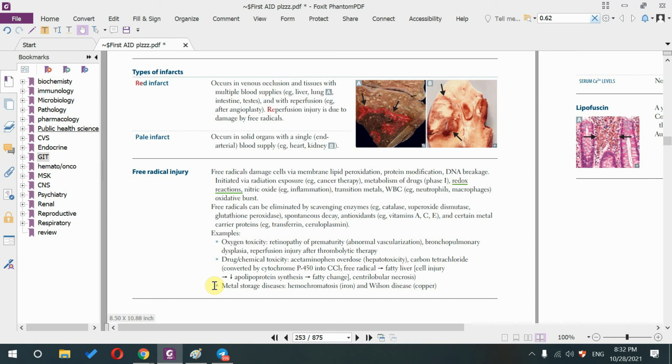Okay, so yeah, and in case of the oxidative burst, this oxidative burst basically is a natural way inside of your body to create free radicals, which will help you kill specific bacteria, especially catalase positive bacteria, which we'll speak about, like Staph aureus. Free radicals can be eliminated by scavenging enzymes like catalase, superoxide dismutase, and glutathione peroxidase.